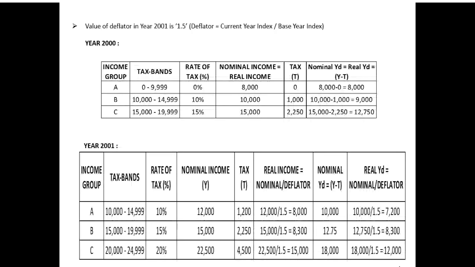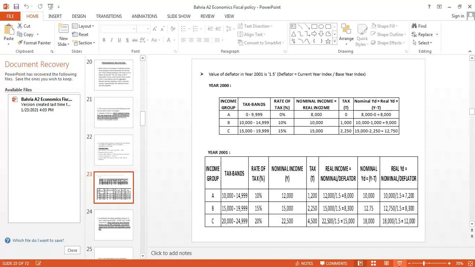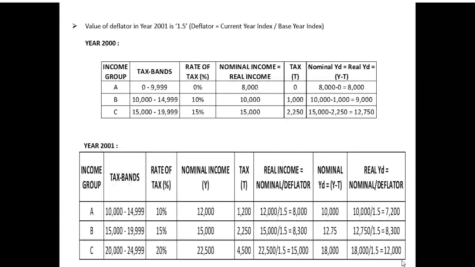Now, if you look at this table, look at the first table. In the first table, what are the tax brackets? If you are earning 0 to 9,999, you're not paying any taxes. Now let's say that in this situation your income is 8,000. So what is your disposable income? 8,000. And because this is year one, there's no inflation, no correcting for inflation.